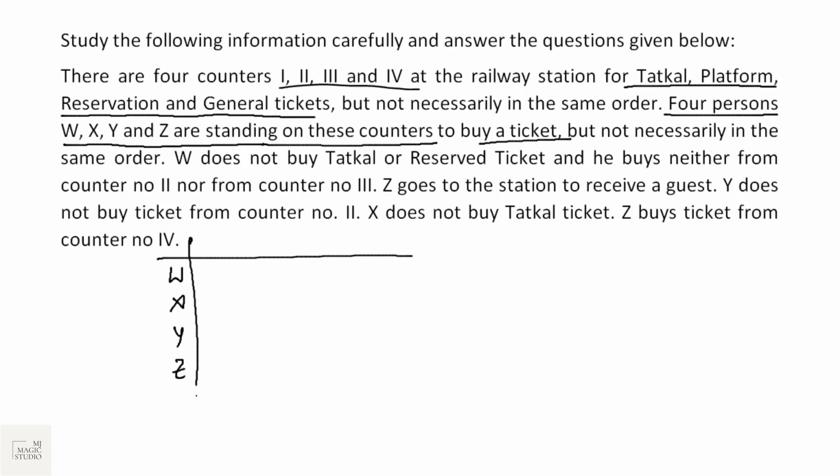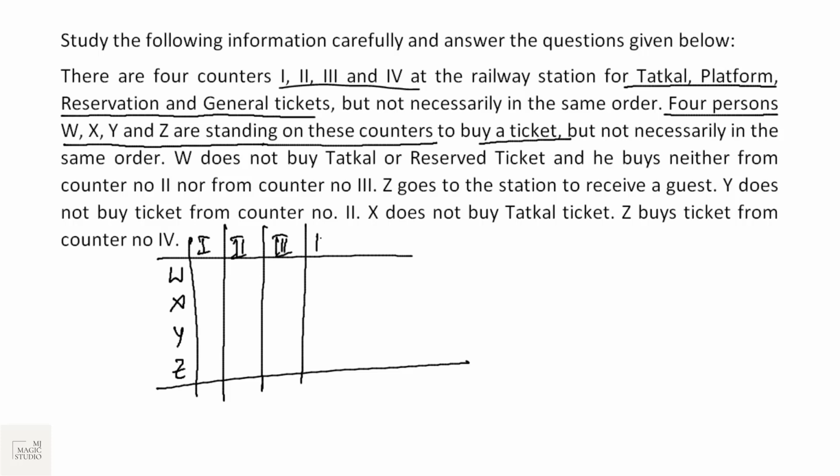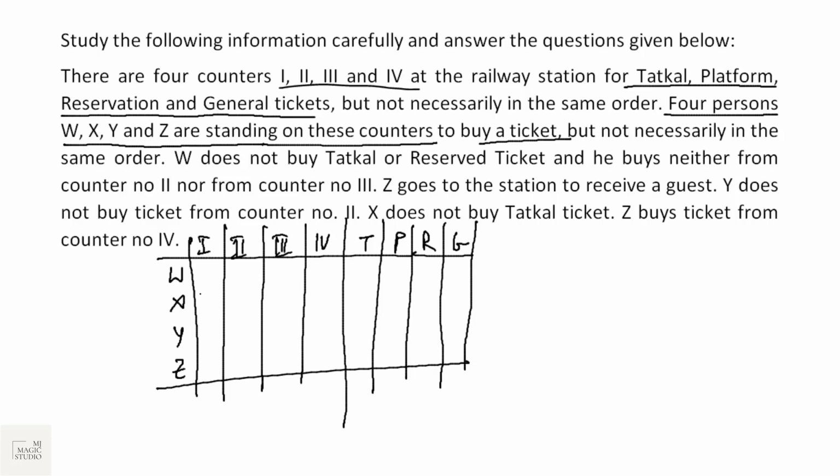W, X, Y, Z, 4 people standing at 4 counters, 1, 2, 3 and 4, and buying Tatkal, platform, reservation or general tickets. This grid will always help us find the answer in no time. W does not buy Tatkal or reservation. W is not buying Tatkal or reservation ticket, cross. He buys neither from counter 2 nor from counter 3. Not from 2, not from 3.